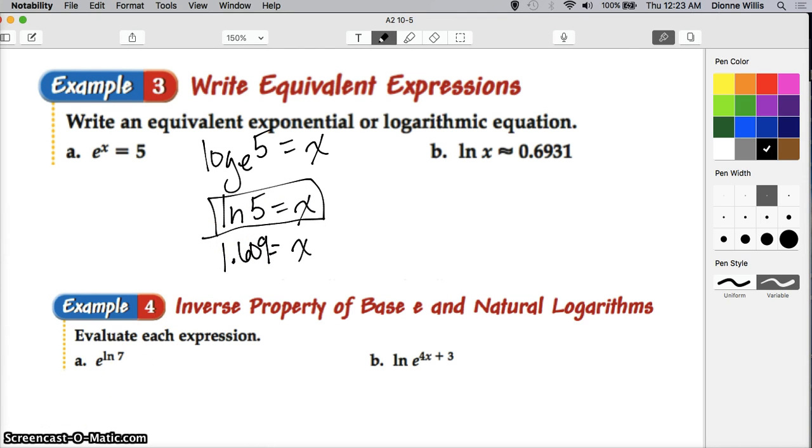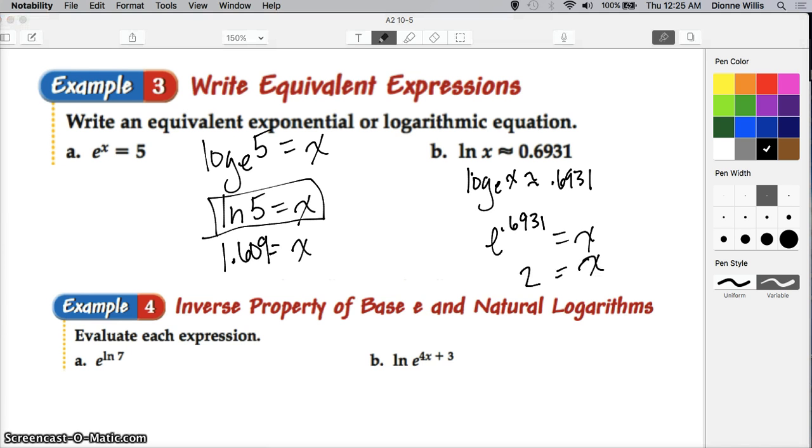All right, let's try this next one. What we're asked to do is to rewrite this logarithmic as an exponential. Know that this is really just log base e of x is approximately equal to 0.6931. And therefore, this means that e to the power of 0.6931 is equal to x. And if you want to, plug it in and let's see what we get. So when I used my calculator, I got that x is equal to 2.